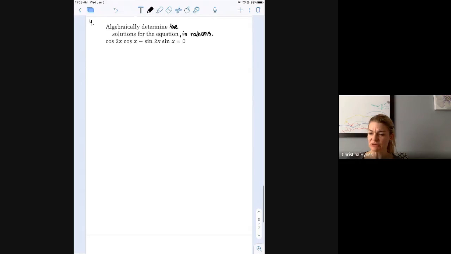And then your last one, question number 4, they want us to algebraically solve for this. So this is where, if you ever have any kind of double angles, replace them.